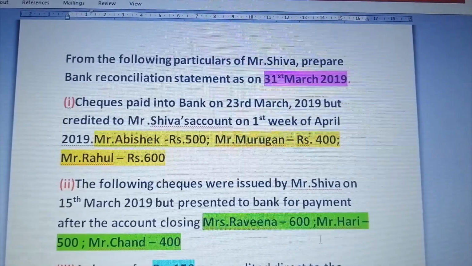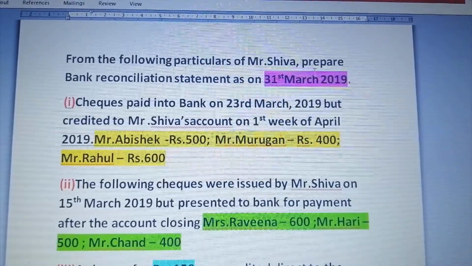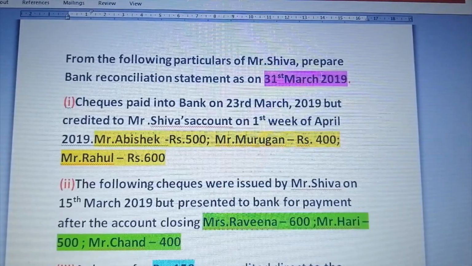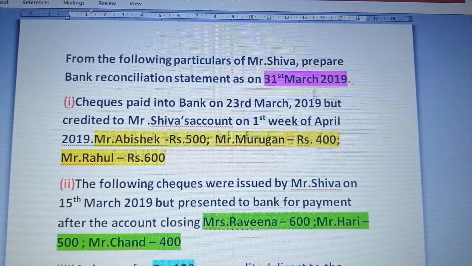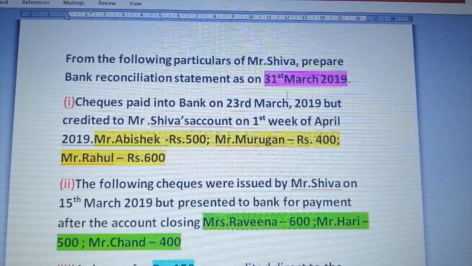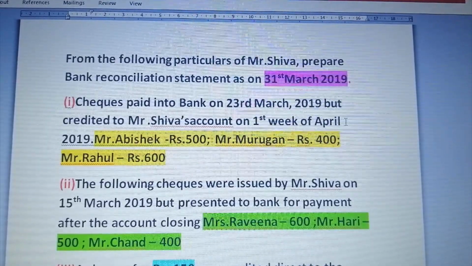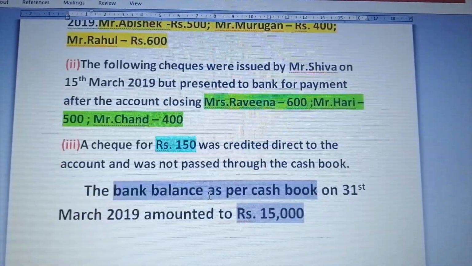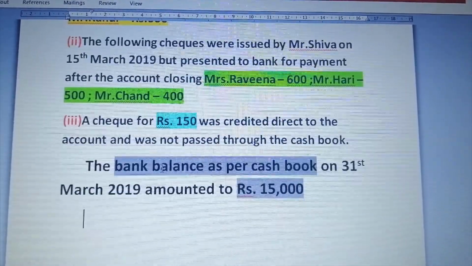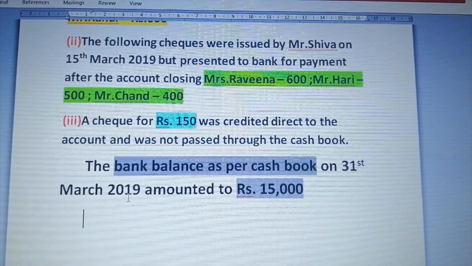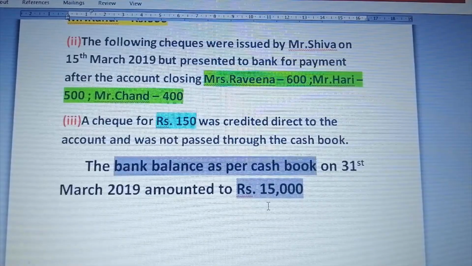Let's do the sum in favorable balance method. In this question, the bank details of Mr. Shiva are given. With this information, we are required to prepare the bank reconciliation statement as on 31st March 2019. Totally 3 transactions are given here. See the last paragraph. The bank balance as per cash book on 31st March 2019 amounted to rupees 15,000.